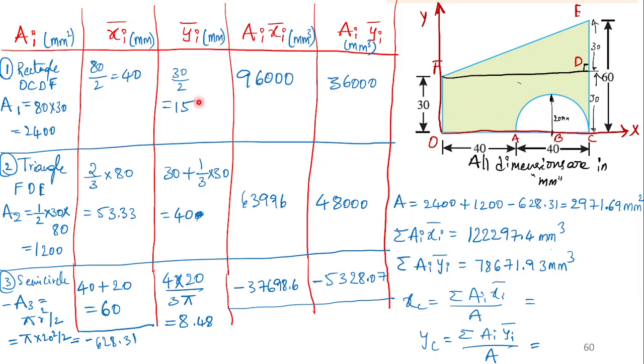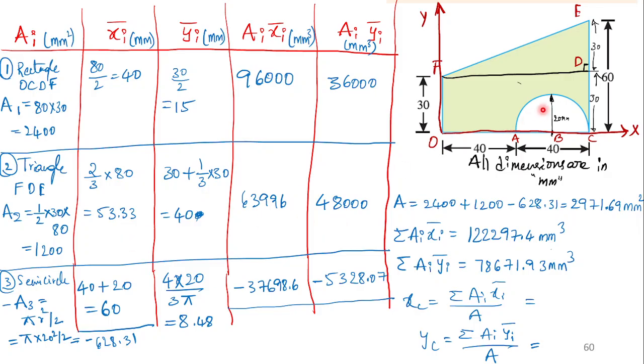You can multiply these two to get the ai xi bar and ai yi bar. Triangle is there, which is again you are going to add it up. So half into 30 into 80, that is its area. Its reference axis is on this end, so it is located at a distance of 2/3 from the base. Sorry, 2/3 from the apex. So 2 by 3 times of 80. That gives me the xi bar. Yi bar is going to be 30 plus 30 divided by 3. So that is going to be 40 mm.